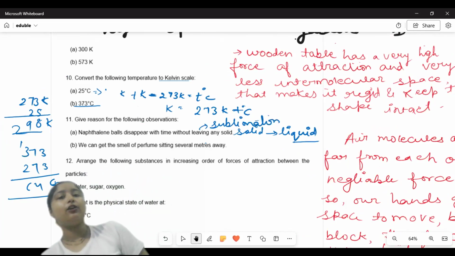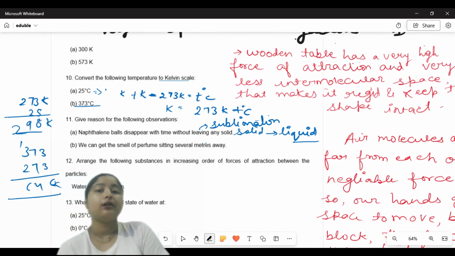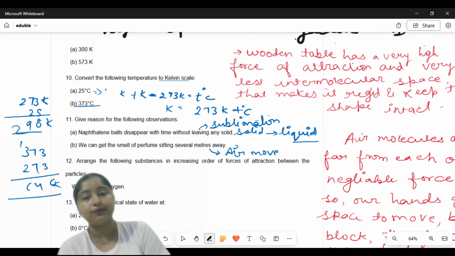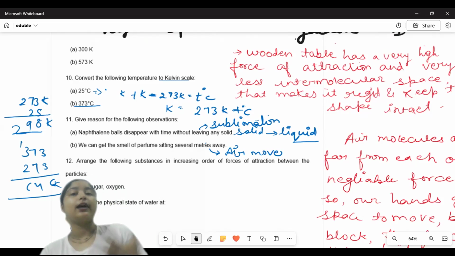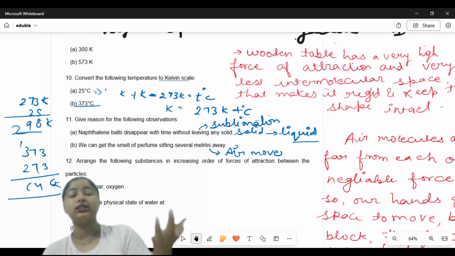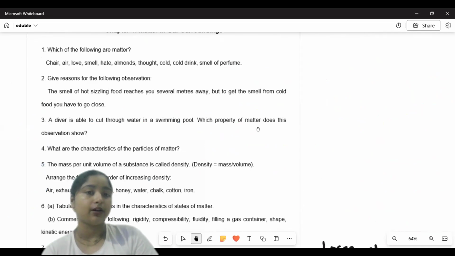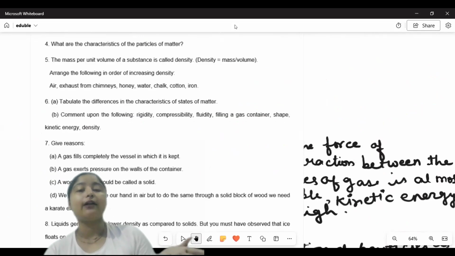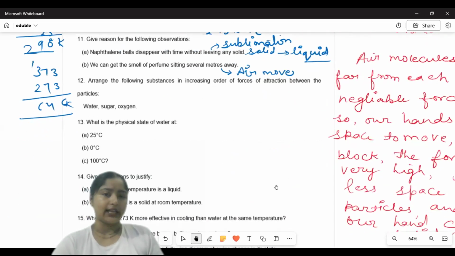We can get the smell of perfume sitting several meters away. And why does this happen? Because obviously gas particles move freely in air, making it easier to reach us. It's like the same question we did for the food one. Remember the smell of hot sizzling food, it will have the same answer because the logic in the question is the same. It's just two different things.